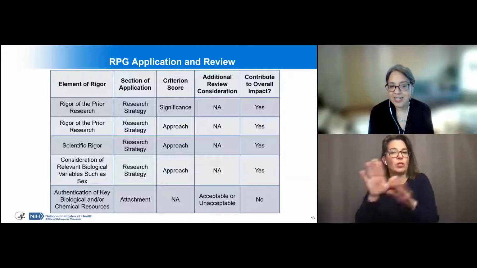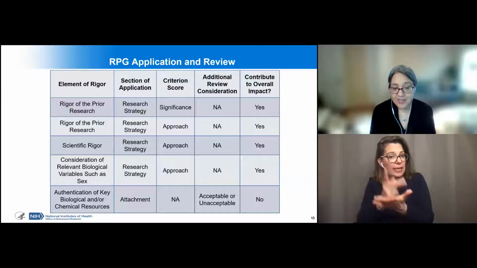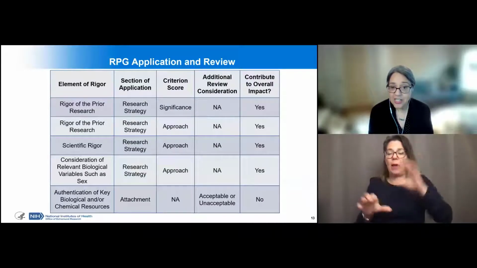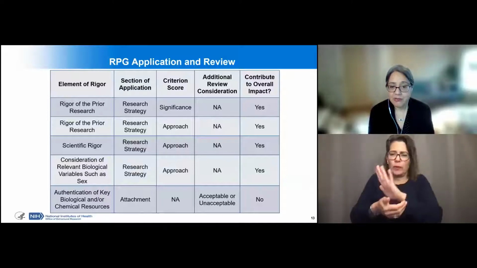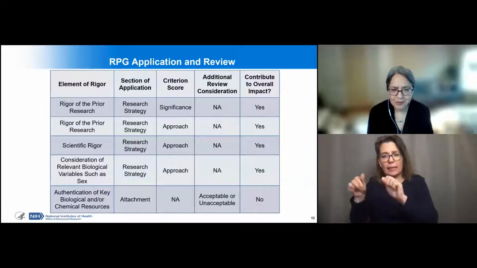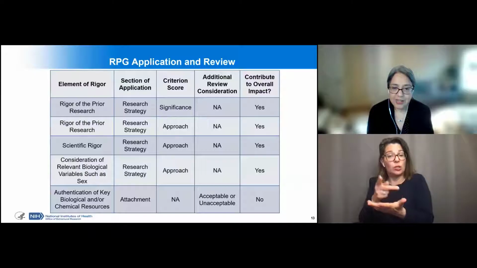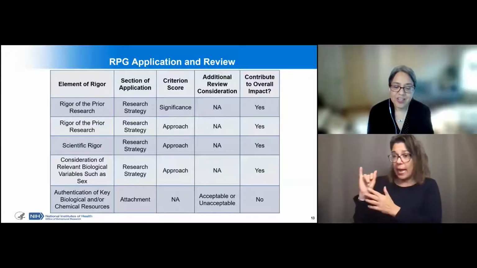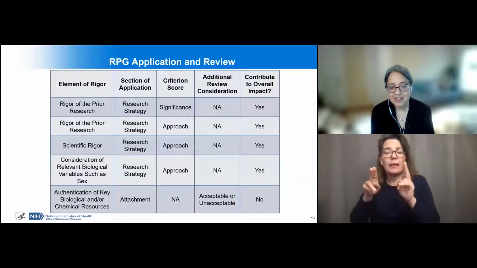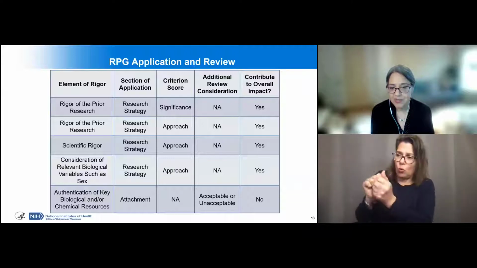And then finally, we have authentication of key biological and/or chemical resources. This is actually an attachment. It's an additional review consideration. It does not contribute to the overall score, but reviewers will mark it as unacceptable or acceptable. Now, one thing with authentication, the authentication plan is that, if it's marked as unacceptable, that doesn't mean that the application won't be funded. The program official will then work with the PI and the institution to come up with an acceptable plan.